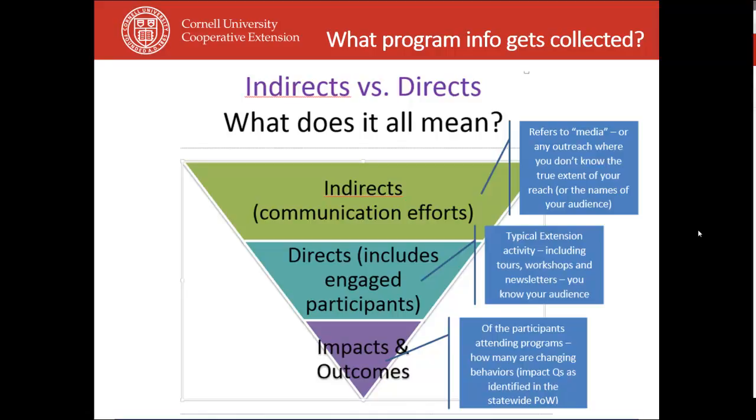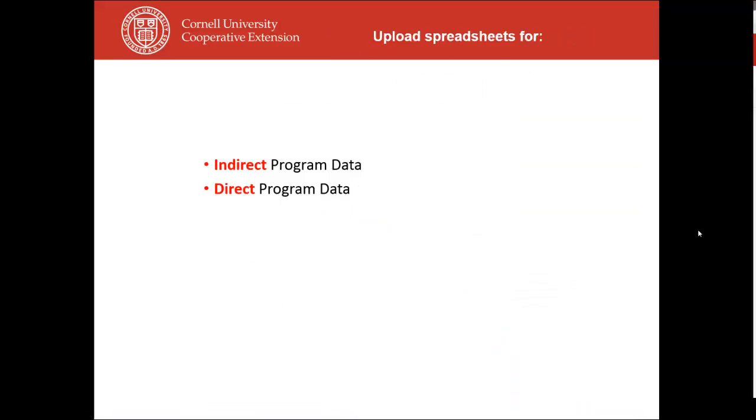This triangle has three different sections representing the three types of data points: indirect, which is communication efforts; direct, which relates to any time we have engaged participants; and impacts and outcomes, or outcome indicators. And the two areas that we can collect data in a spreadsheet and then upload into the system are the indirect area and the direct area. Those are the only two types of data points that we can import into the system.